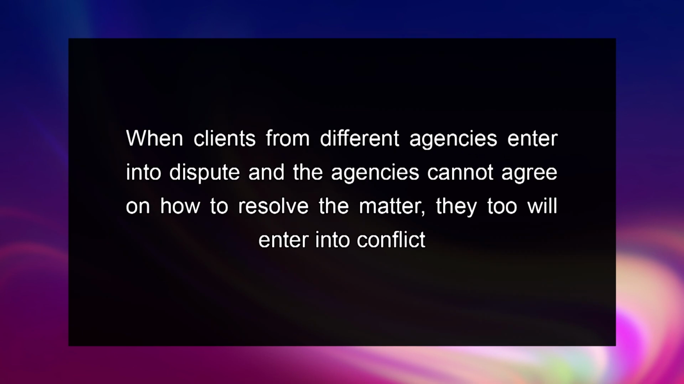Nozick contends, initially there may be several protective associations within the same geographical area. When clients from different agencies enter into dispute and the agencies cannot agree on how to resolve the matter, they too will enter into conflict. The result of such conflict will be that over time a natural monopoly will occur. Eventually, there will be only one protective association within a geographical area, which is called the dominant protective association.